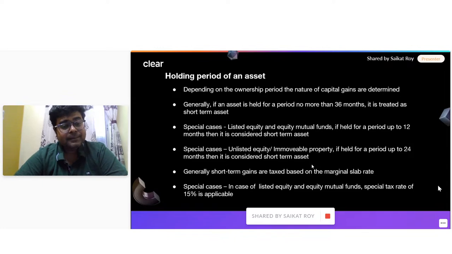However, there is again a special case assigned to listed equity and equity-oriented mutual fund, for which the rate of tax is 15%. So if you are selling off equity-oriented mutual fund or listed equity shares in India, in that case, the rate of tax will be 15%.